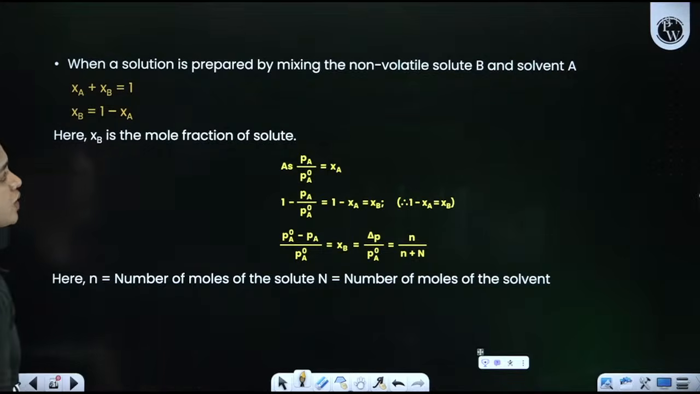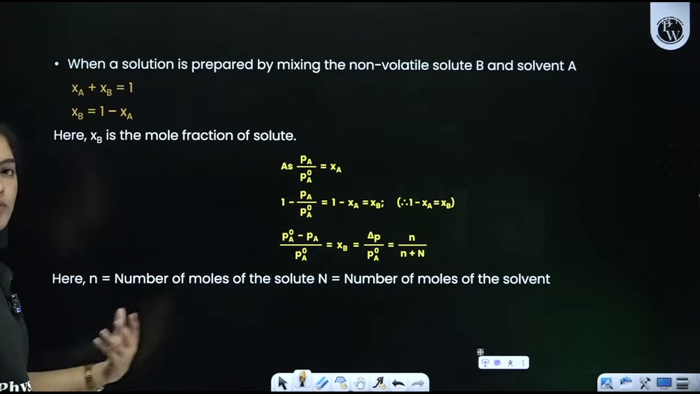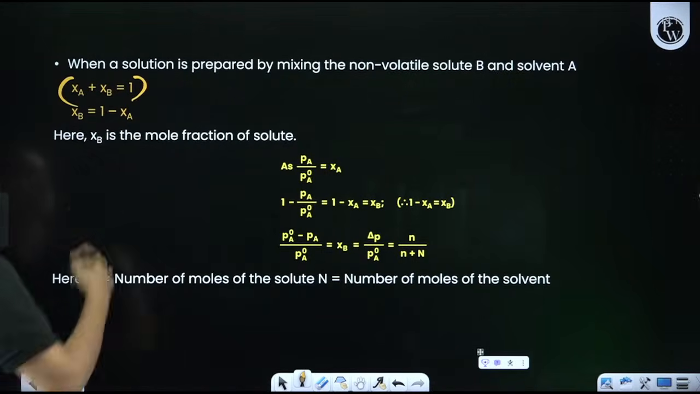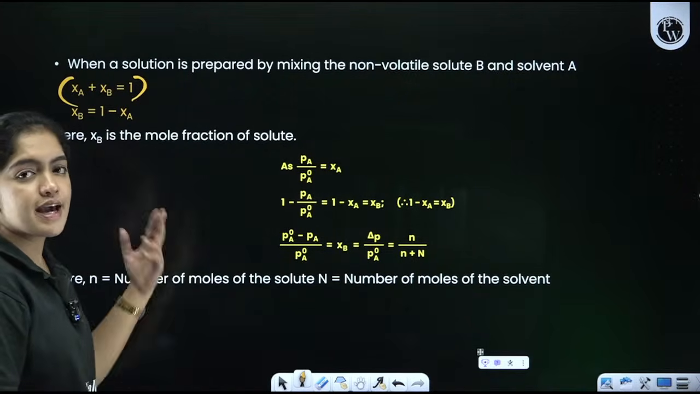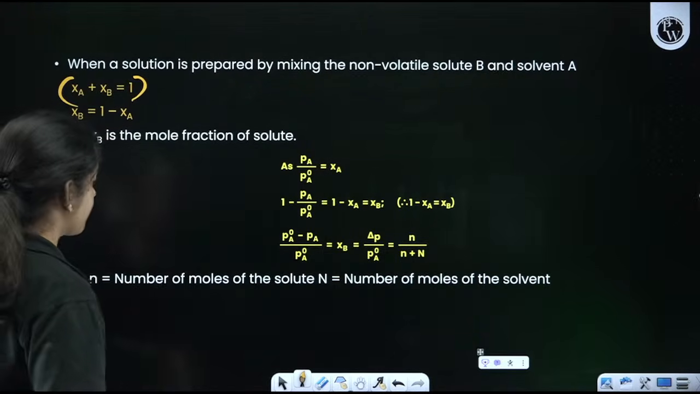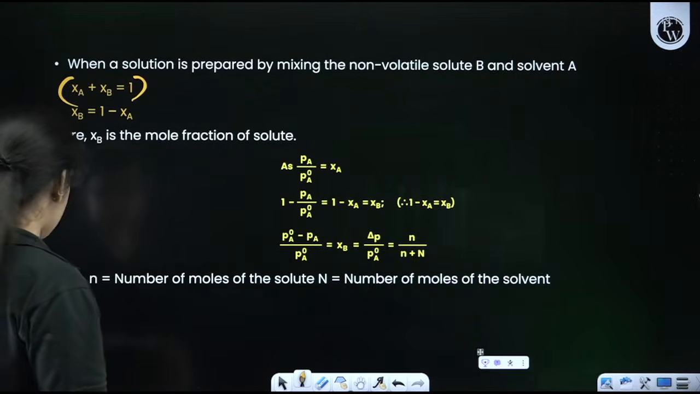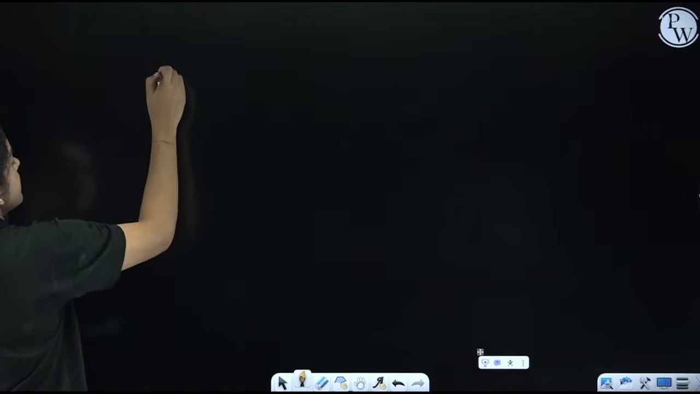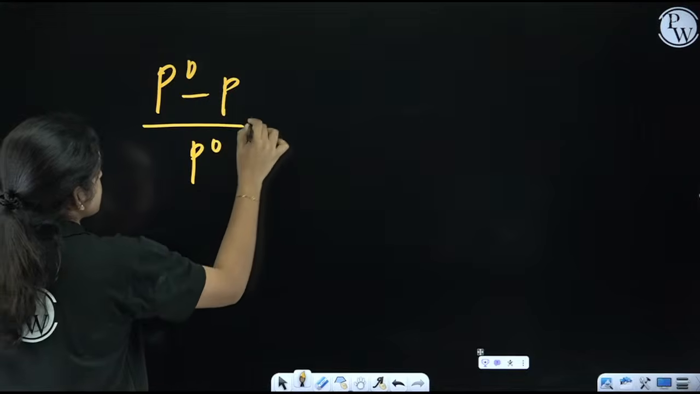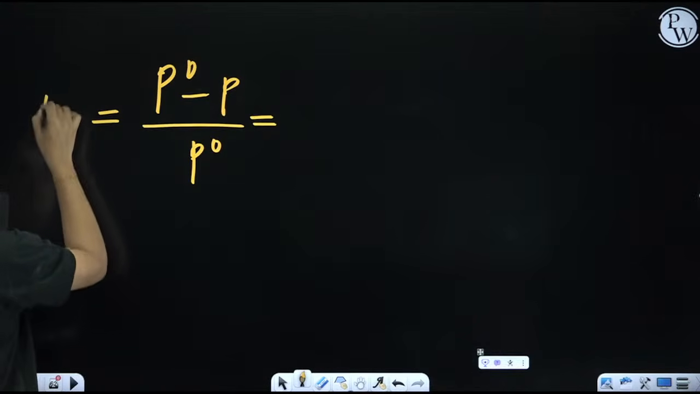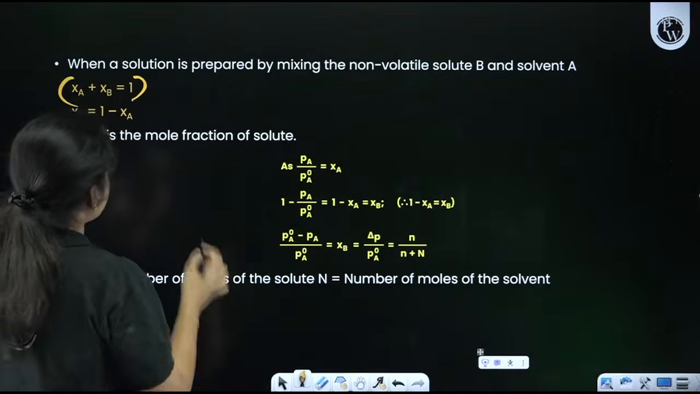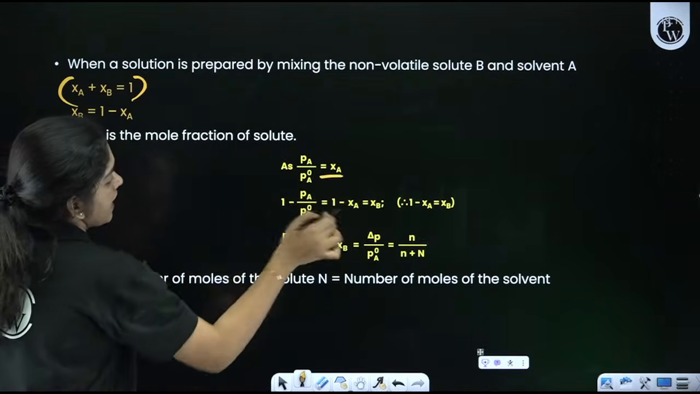Now, when a solution is prepared by mixing two components, non-volatile solute B and solvent A, what will be the mole fraction? Chi A and Chi B are the mole fractions, and Chi A plus Chi B equals 1, and we can write Chi B equals 1 minus Chi A. Okay, so we can rewrite the equation. P0 minus P divided by P0 is equal to what? Delta P divided by P0 equals what we got: Chi B.